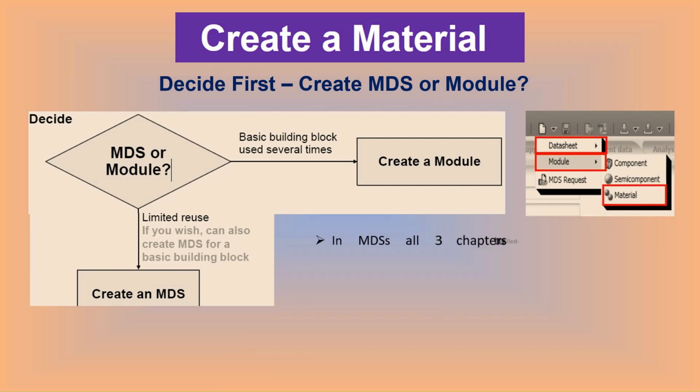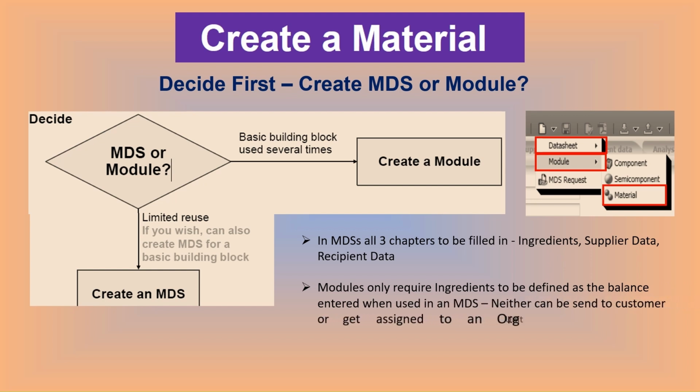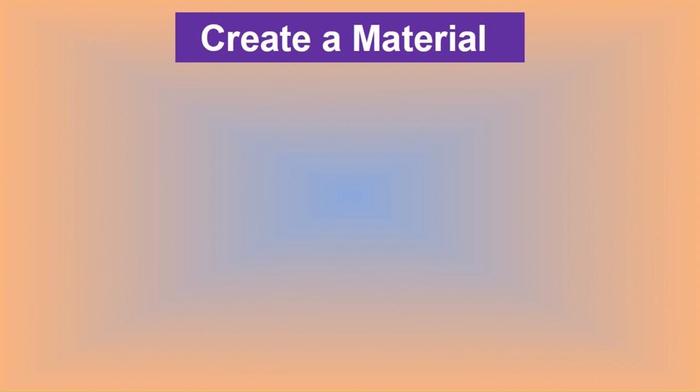In MDS, all three chapters are to be filled in, that is, ingredients, supplier data and recipient data. Modules only require ingredients to be defined as the balance are entered when used in an MDS. Modules only have the ingredients, hence cannot be assigned to an organization unit nor sent to a recipient.